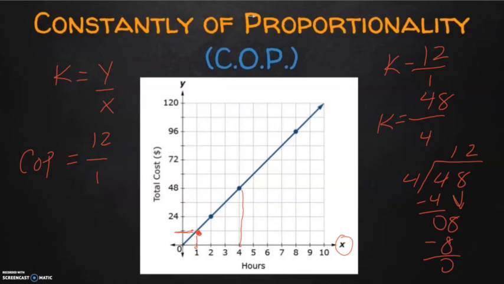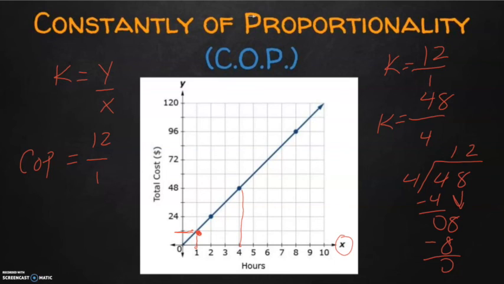So as you see here, k can be 48 over 4, which is proportionate to the constant of proportionality. Okay? The constant of proportionality must be over 1. That's why we make the x 1. We go to that. We go up wherever we hit the line. We look at what y is, and that is our constant of proportionality.